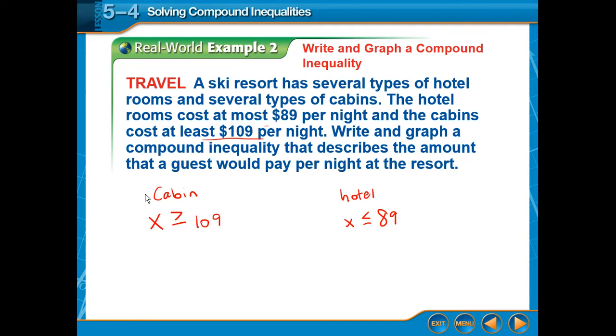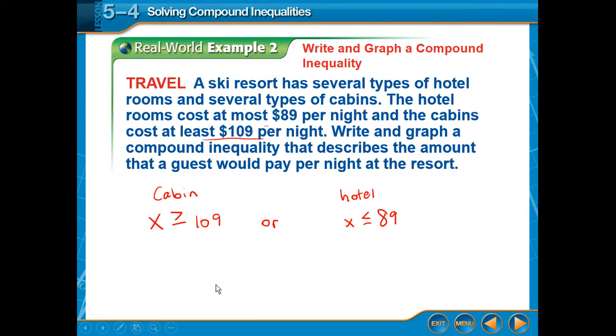So now this is an or situation. This is not including, you're either going to be spending more than 109 or less than 89. There's no option of how you can get in between there.